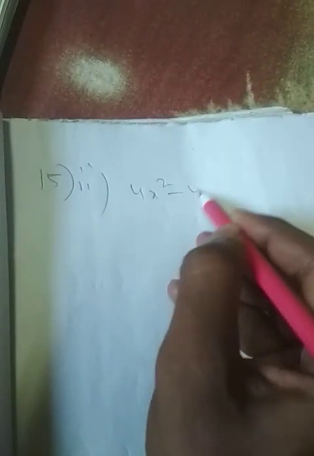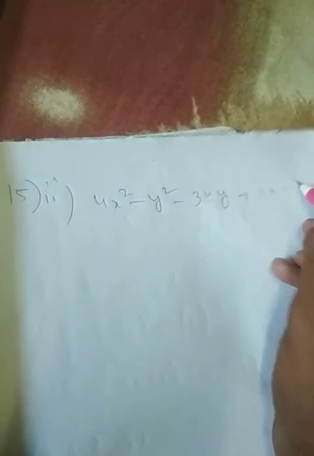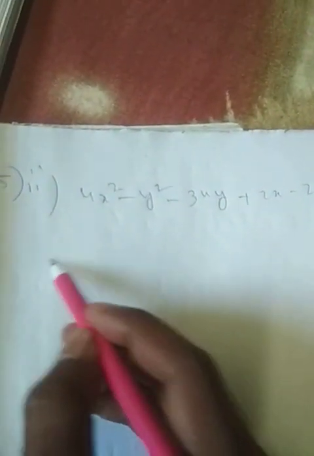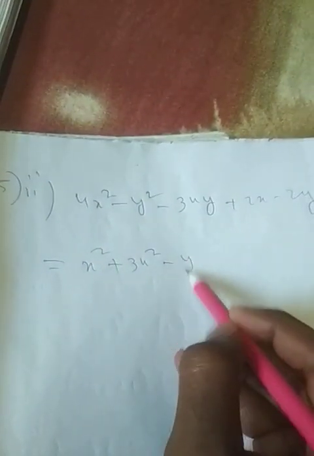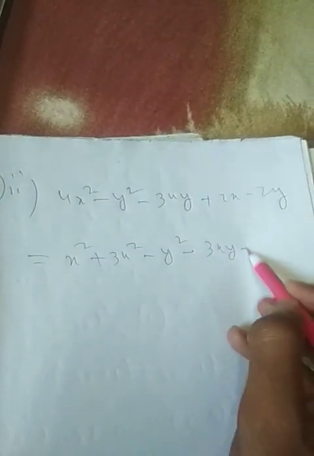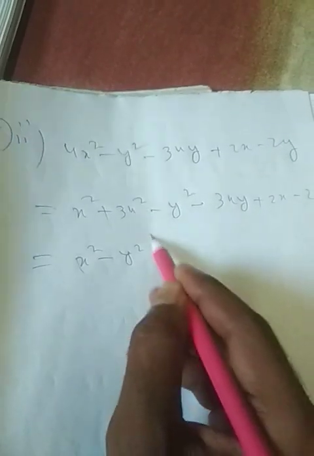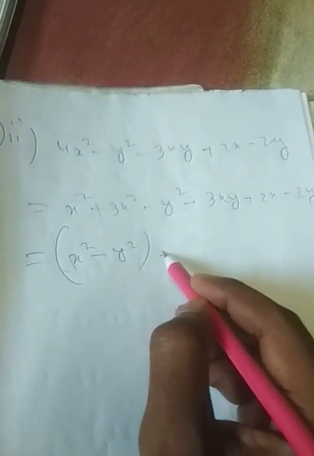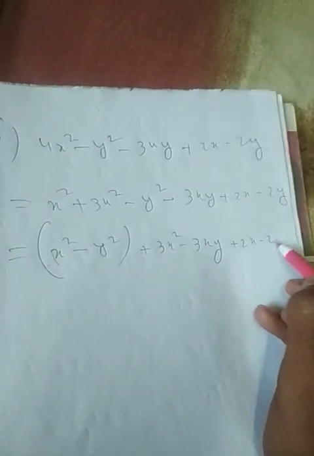4x square minus y square minus 3xy plus 2x minus 2y. How can it be solved? I am writing it x square plus 3x square equal to 4x square minus y square minus 3xy 2x minus 2y. So I can write x square minus y square plus 3x square minus 3xy and here 2x minus 2y.